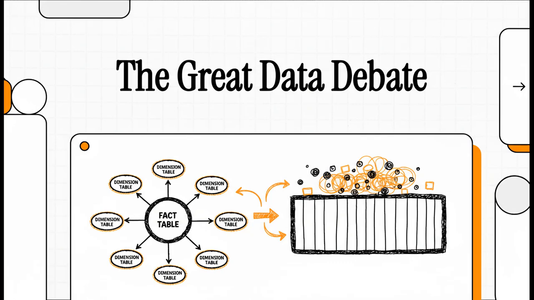In the world of data, how you actually organize everything, well, it's the whole ballgame. It really is the difference between getting an answer in seconds versus minutes, or seeing a clear business insight versus just a jumbled mess. So today, we are jumping into one of the most fundamental choices in data architecture, the huge showdown between the star schema and the flat table.